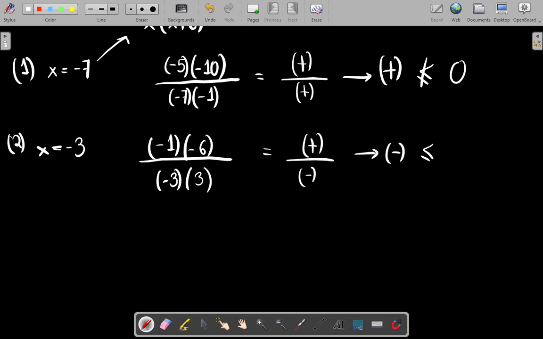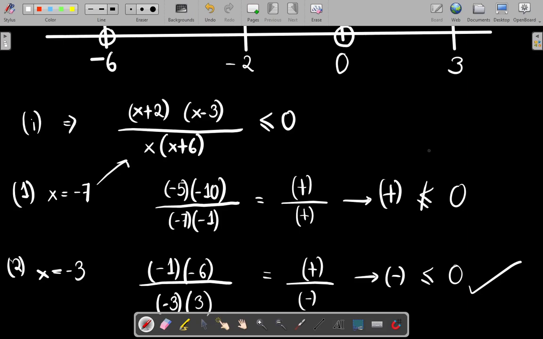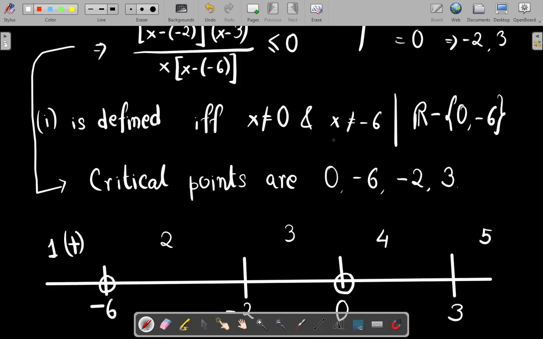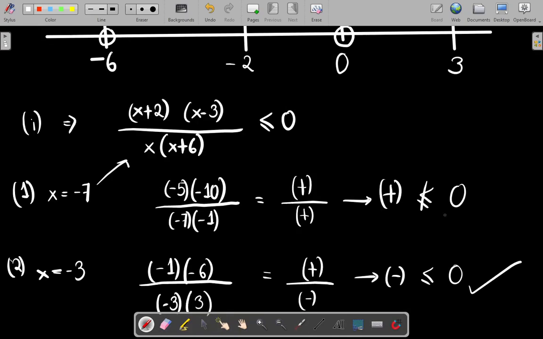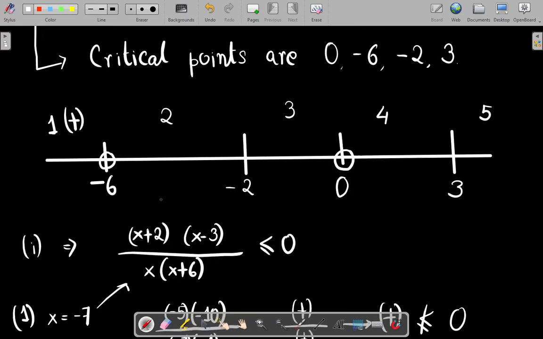I don't need the magnitude, I just need the sign. So this is again a negative number, which is less than or equal to 0. So this is in the solution domain. This is the domain, R minus {0, minus 6}. So this satisfies the inequality. This one gives me a negative, right? So this is in the solution domain. So this region 2 is applicable for the current inequality.